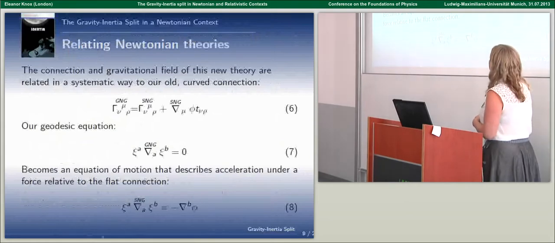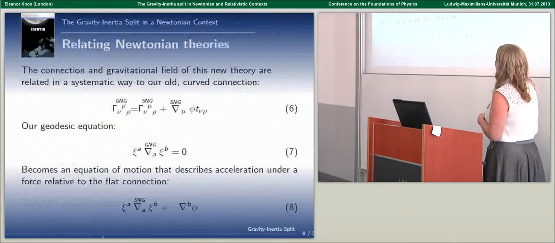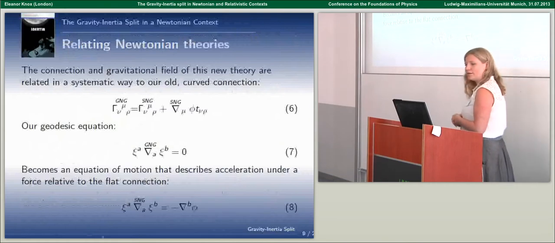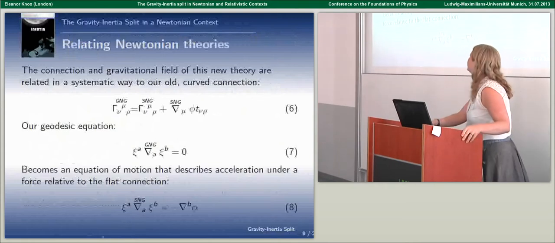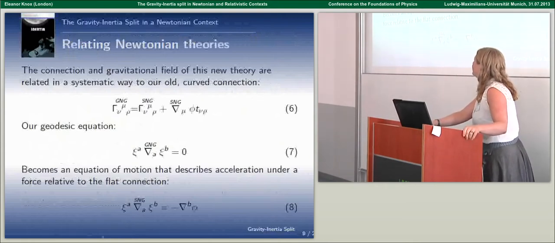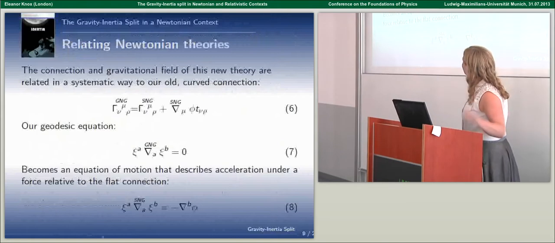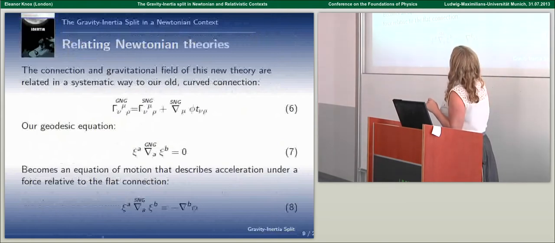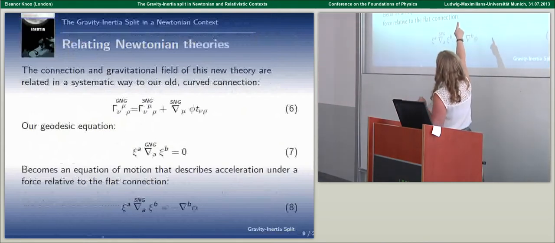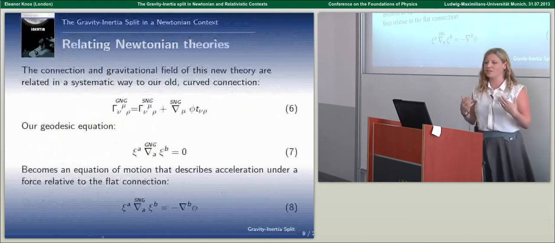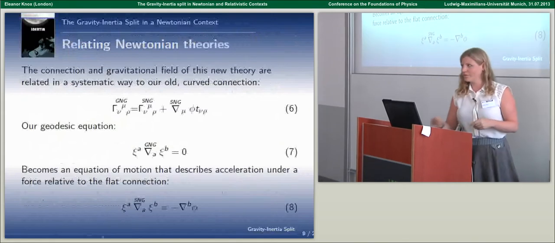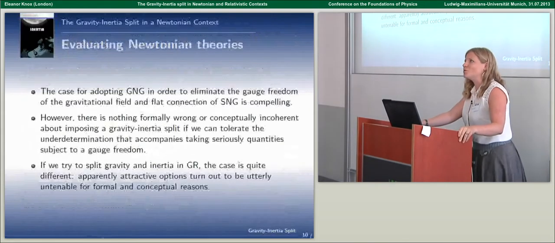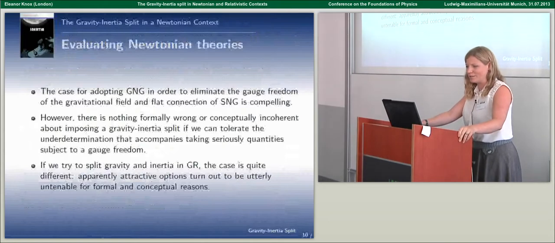But we can at least get out something that makes this look very much like a gravity-inertia split. So the connection and gravitational field of our new theory are related in this systematic way to our old curved connection. We can just carve up the geometrized Newtonian gravitation connection into a standard Newtonian gravitation part and a part that's a function of the gravitational field. And our geodesic equation turns into what looks like a force equation. It describes acceleration under a force relative to a flat connection. So there's a good sense in which we really have enacted a gravity-inertia split in this context.